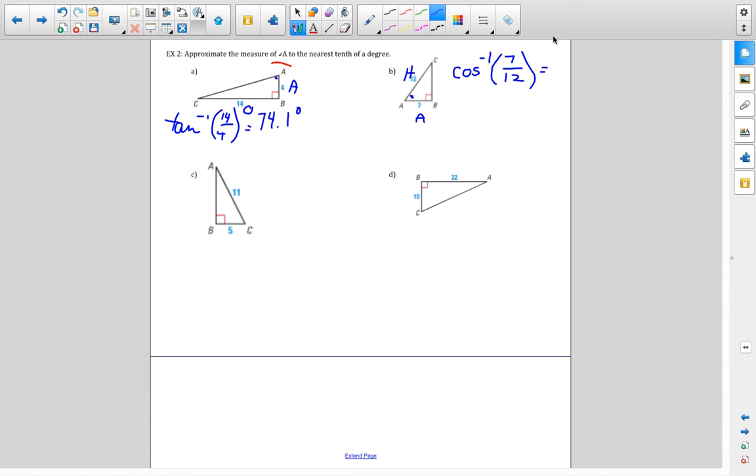Okay, so second cosine, 7 divided by 12, close those parentheses, 54.31. So we'll round it to 54.3 degrees for angle A.